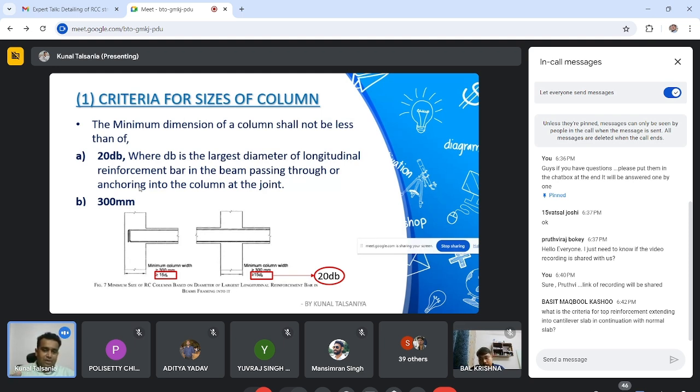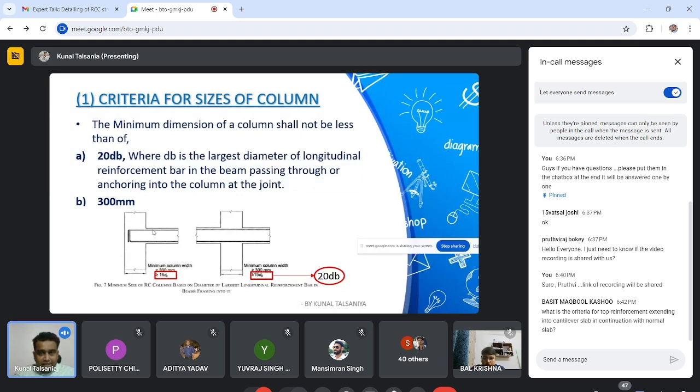For 20 mm, if you are using 20 mm diameter steel in the beam, then you have to ensure that in that direction your column width is 400 mm. So it is very important that when you are designing or modelling any building, you first ensure the 20 dB criteria, because the 20 dB criteria is already given by the code and we have to follow it.